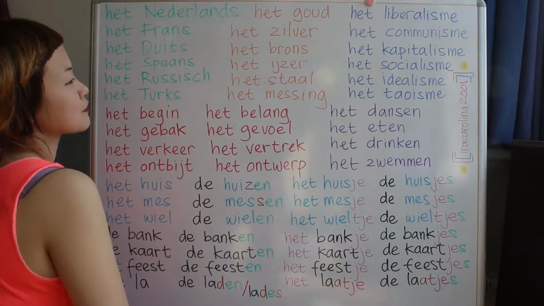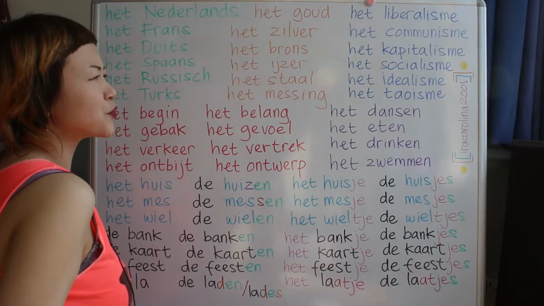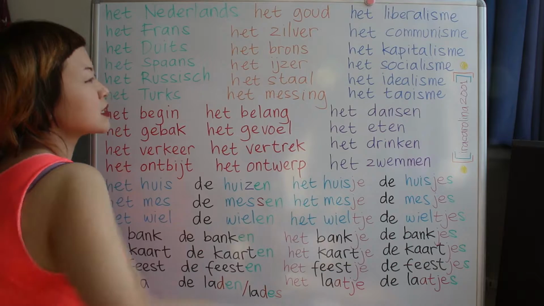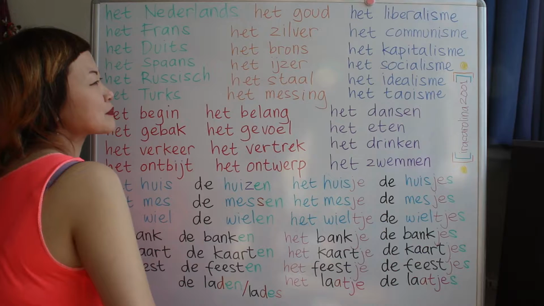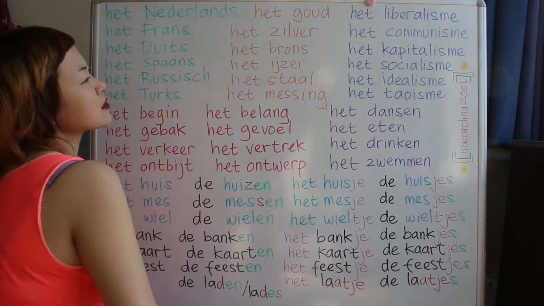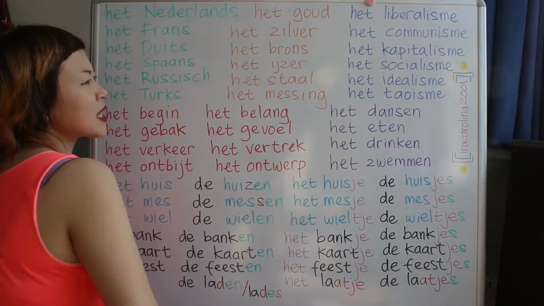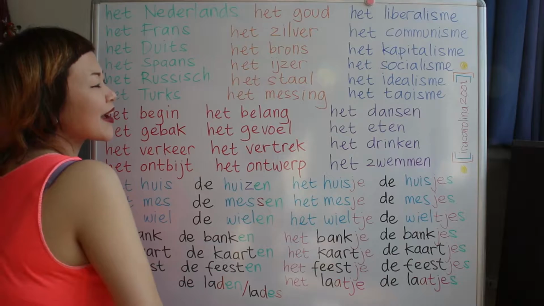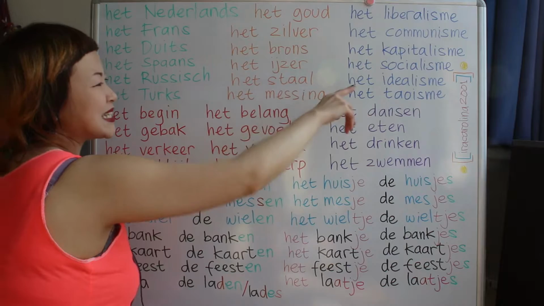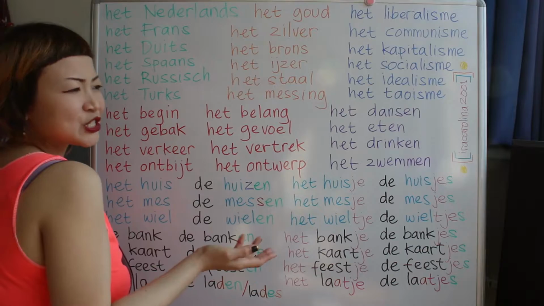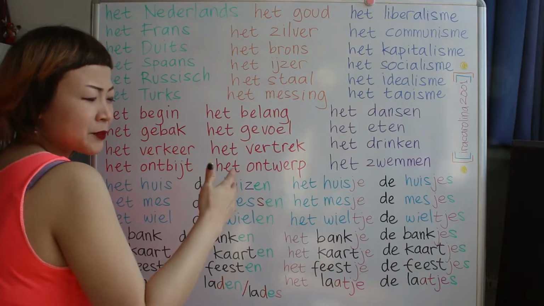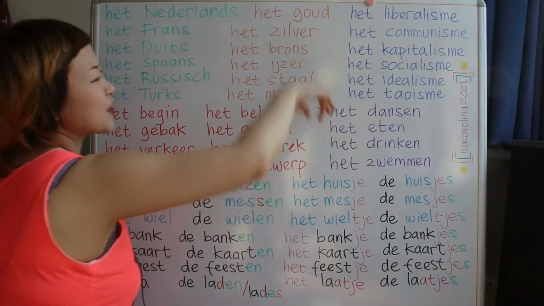Het is also used for -isms. Het liberalisme, the liberalism in Dutch. Het communisme. Het kapitalisme. Het socialisme. Het idealisme. Het taoïsme. So everything that comes with "ism", which in Dutch is "isme", comes with het. Het liberalisme. Het communisme.